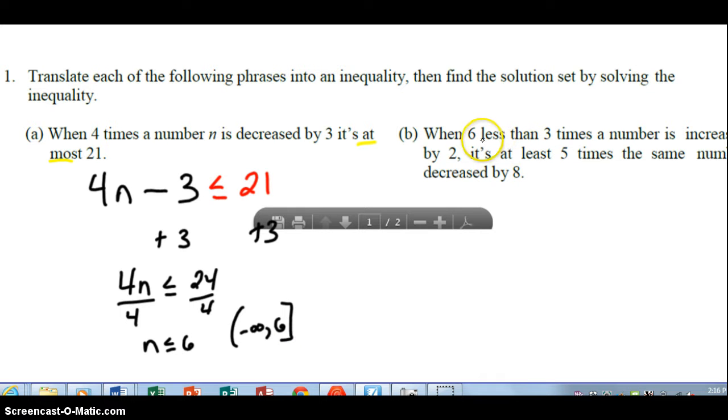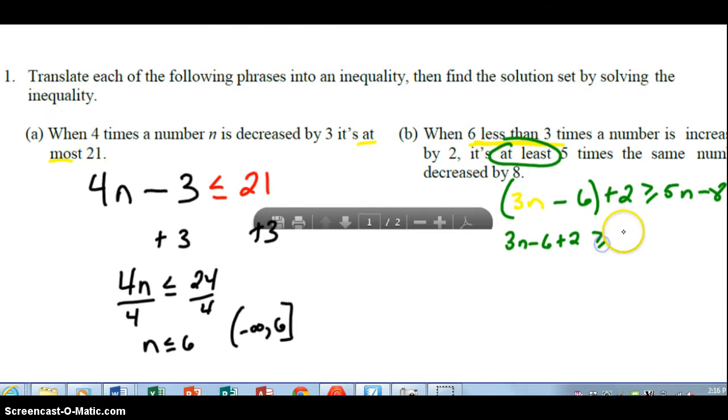When 6 less than 3 times a number, 3 times a number is 3n. 6 less than, put green here, is going to be 3n minus 6. This is going to be increased by 2. It's at least, which means greater than or equal to, 5 times the same number decreased by 8. So I have 3n minus 6 plus 2 greater than or equal to 5n minus 8.